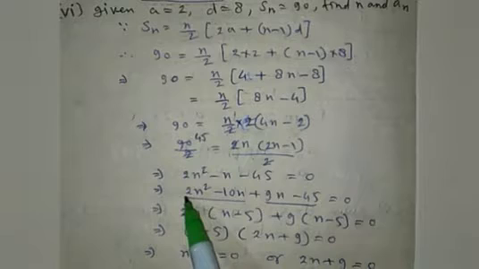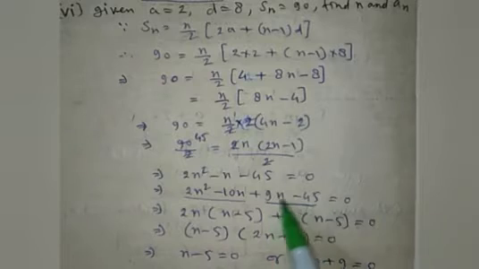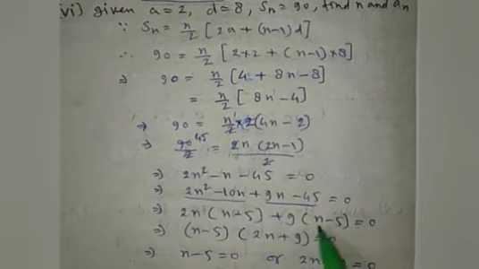Now taking 2 common in the first two terms, you will get here 2n into n minus 5. Here 9 common in the last two terms will give 9 into n minus 5. So here taking n minus 5 common in the whole expression, you will get n minus 5 into 2n plus 9, that is equal to 0.